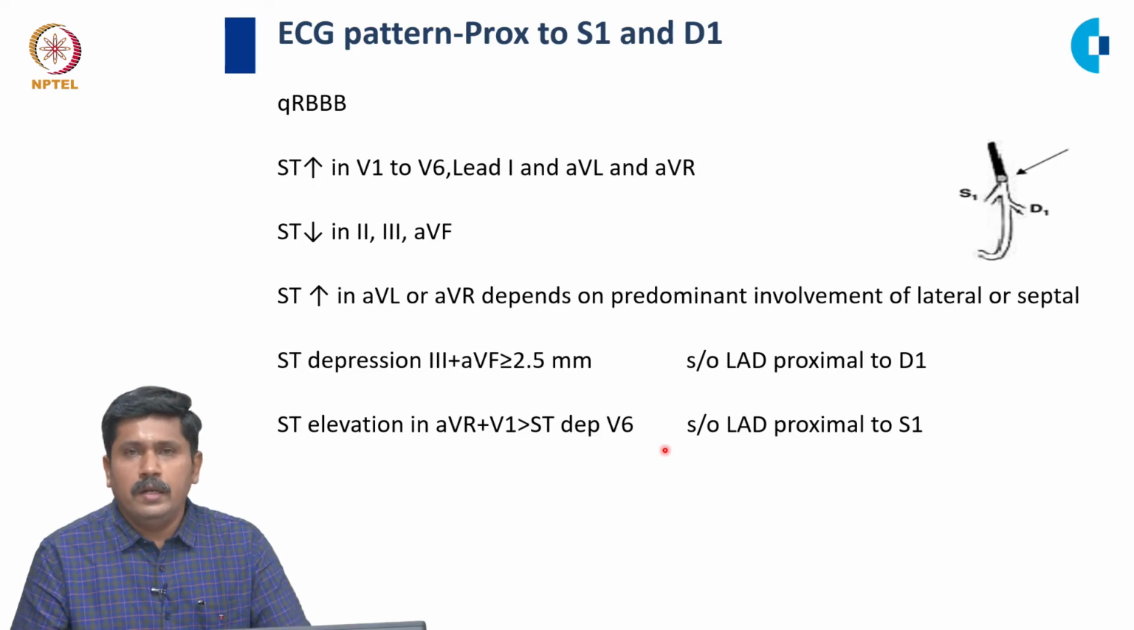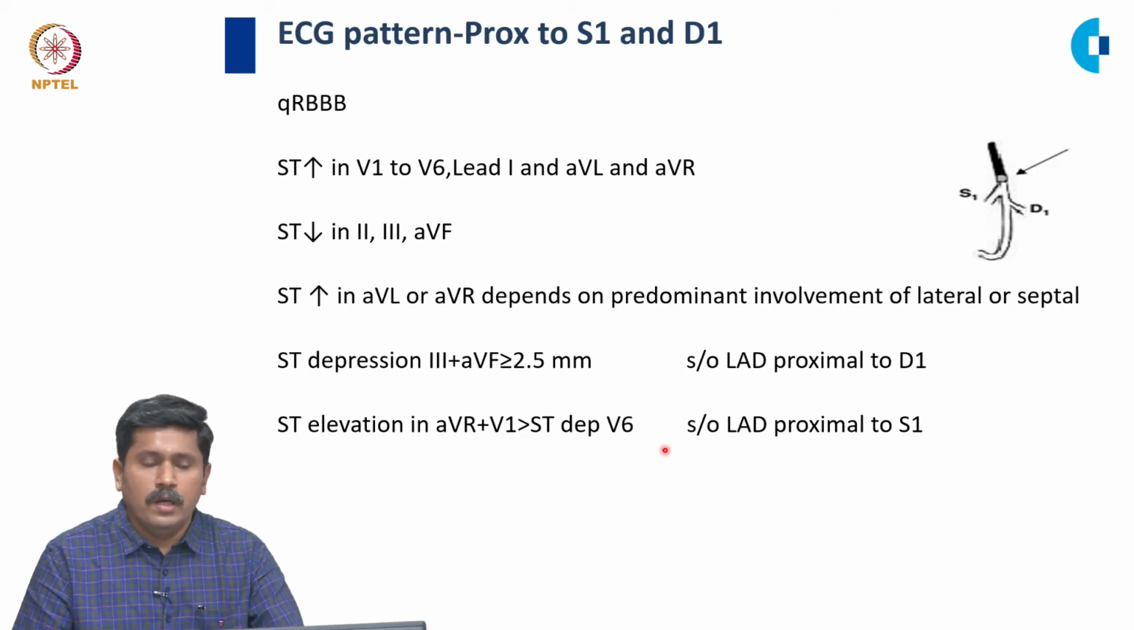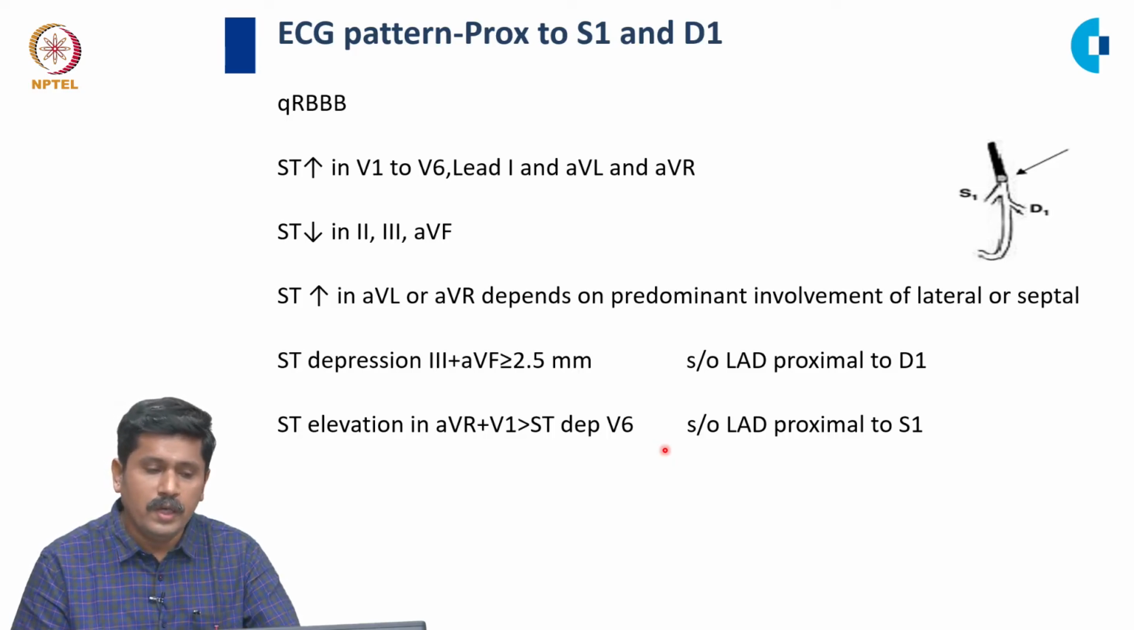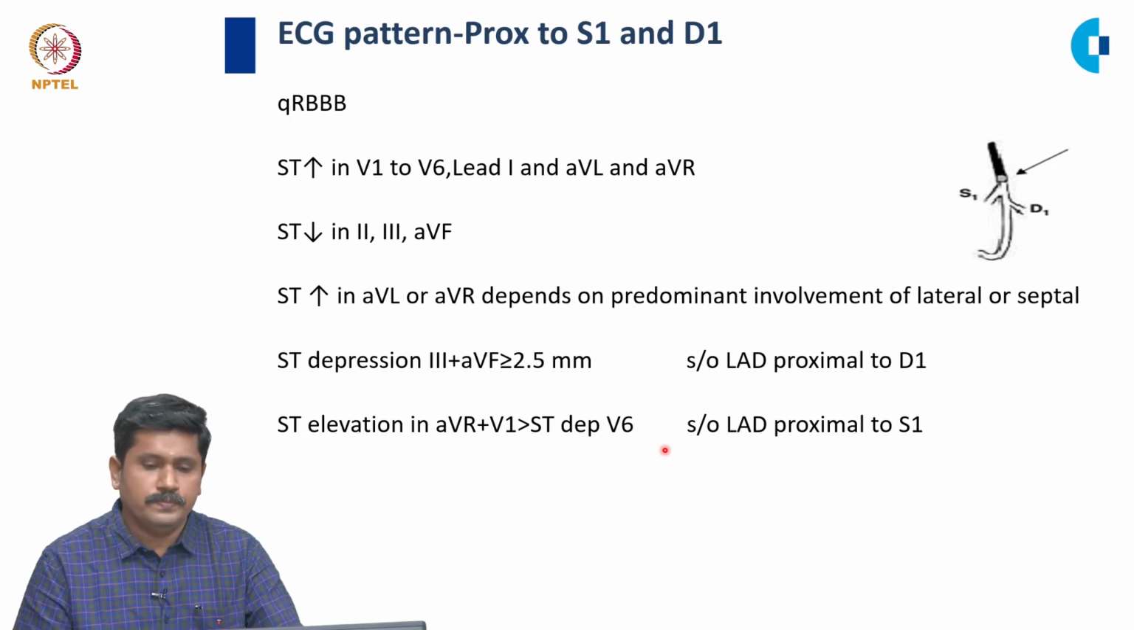So, the ECG pattern in proximal LAD occlusion. So, first thing is QRBBB, that is an RBBB with an initial Q wave. The next pattern is there is an extensive ST segment elevation from V1 to V6 and also in the lateral leads with reciprocal changes in lead 2, 3 and AVF in the form of ST segment depression. So, the ST elevation in AVL and AVR depends upon whether there is a predominant involvement of the lateral part, that is the diagonal involvement, or the septal region.